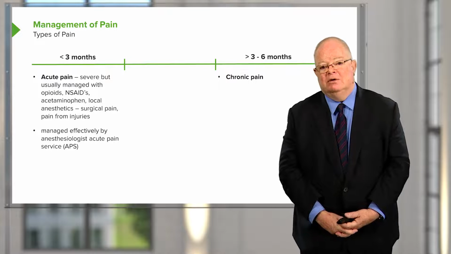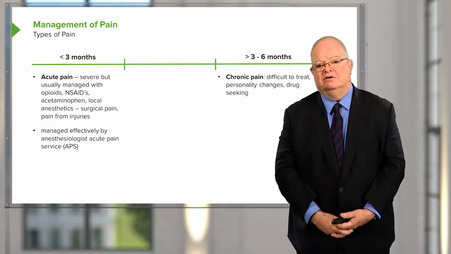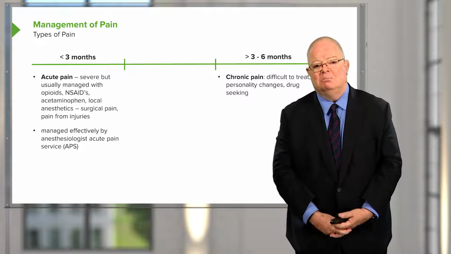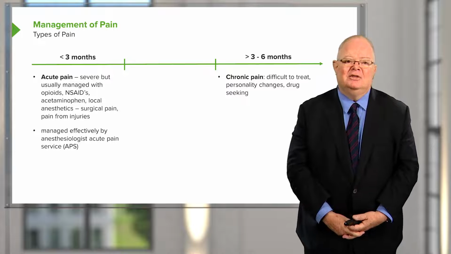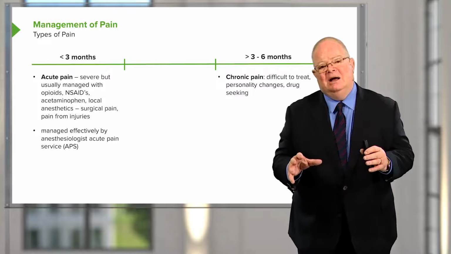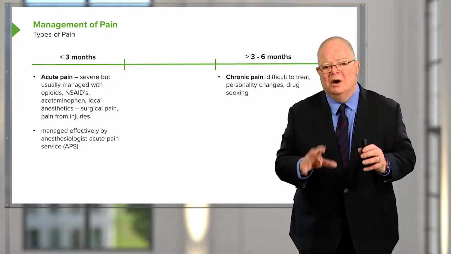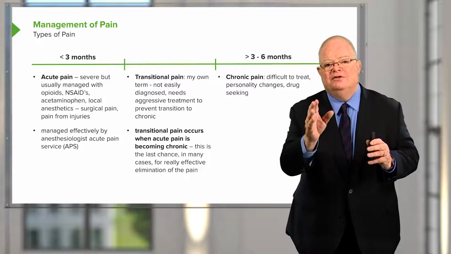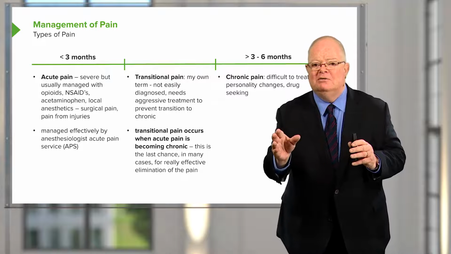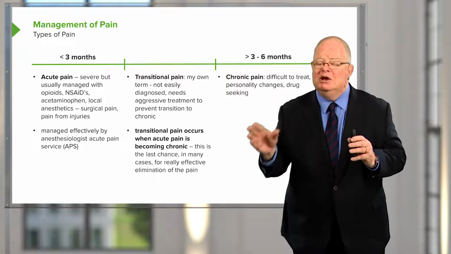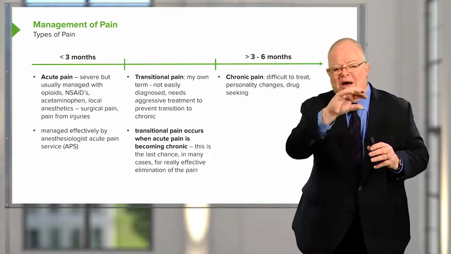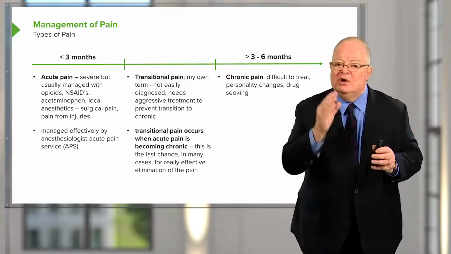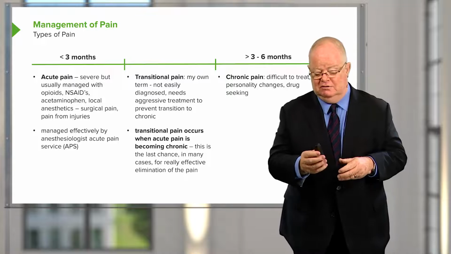Chronic pain is longer lasting, greater than 3 to 6 months. It's very difficult to treat. And it's associated with personality changes in patients and sometimes associated with drug seeking in patients. The other category that I've kind of created for myself, it doesn't have a clear definition, but I think is a very real situation. And this is the transitional pain, which occurs when acute pain isn't fully managed and it remains for a fairly extended period of time, and it transitions into chronic pain. And we know this actually exists, and we know that if patients are in this phase, and this phase can be days, hours, or perhaps even minutes, if we treat aggressively at that stage, we may be able to prevent the patient developing chronic pain.